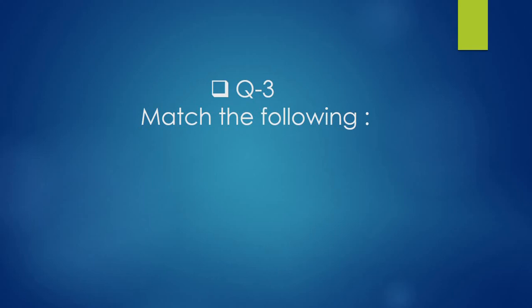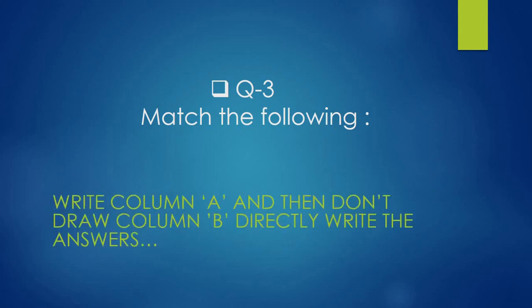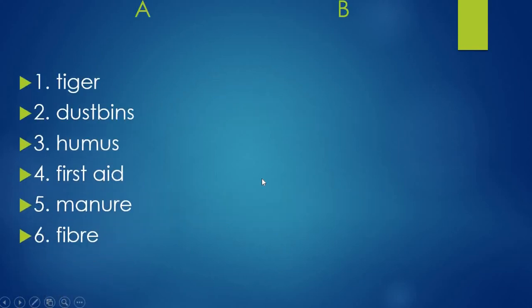Now students, moving on to question 3. Write down the heading question 3, just question 3, nothing else. Match the following. Please listen to me very carefully. Write column A and then don't draw column B. Directly write the answers. Just write column A in proper sequence like this. You have to just write this part.